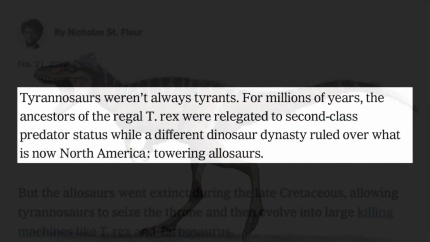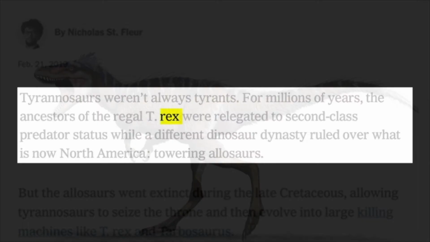So the repetition of certain letters, sounds. In this particular case, I liked the R, the Rex in T-Rex, and I use that as, I call them regal, because they're kind of like the king of dinosaurs. So the regal T-Rex. And then I went on to say that they were relegated. So that's a kind of a bigger word, but it really works in here in the idea that they were relegated to the second-class predators.